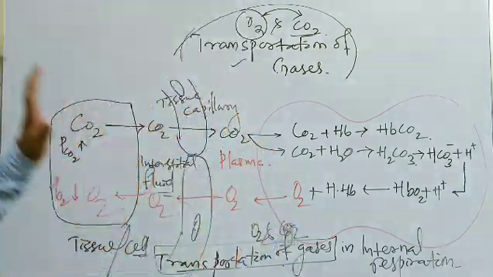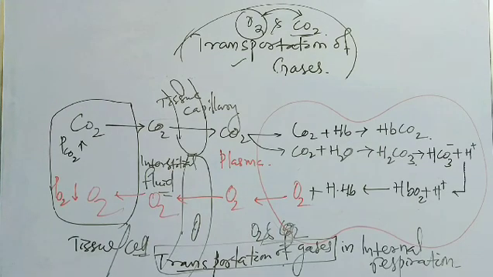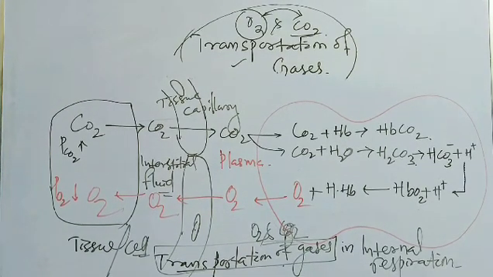Another thing we need to know, carbonic anhydrase is the fastest enzyme. Carbonic anhydrase is the fastest enzyme which is used to separate carbon dioxide and water from H2CO3.